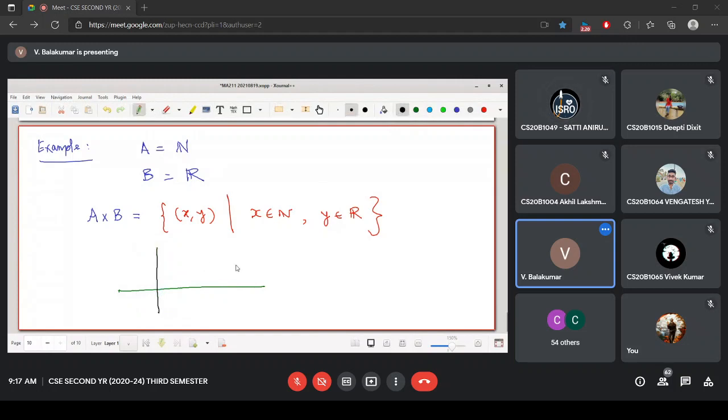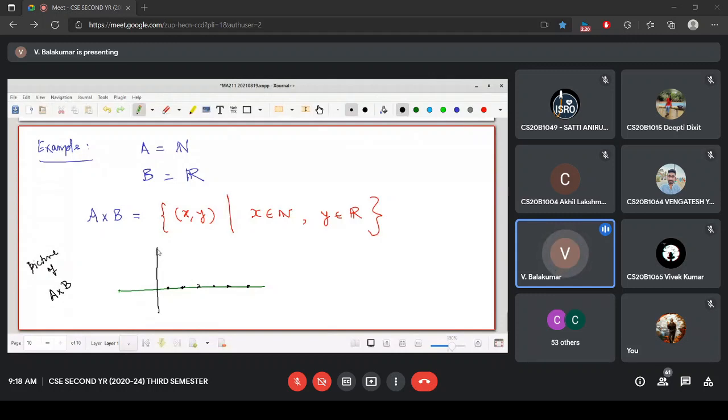First of all, I will mark this capital A. Capital A is N: 1, 2, 3. These are the natural numbers, all the way towards the right. And now tell me what picture you are expecting for A cross B. What picture do I have to draw?